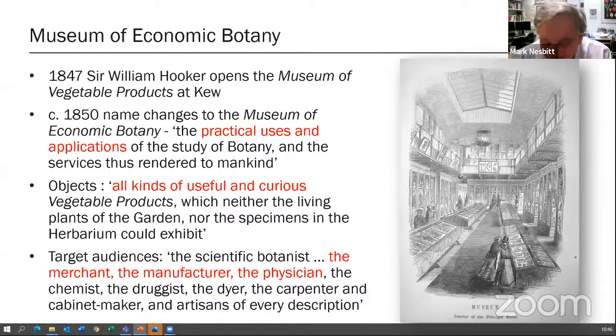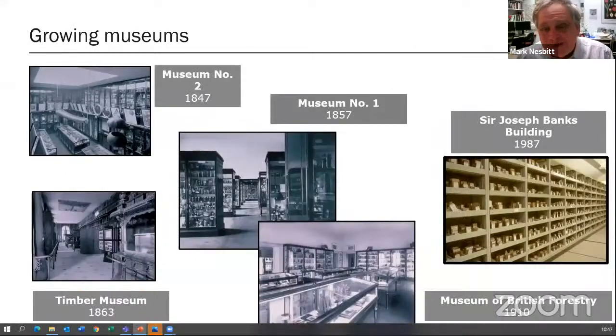But that will come a little bit to what happened to that museum in the future, a little bit later. And the museums really grew at Kew. So starting with Museum No. 2 in 1847, we moved to Museum No. 1, a big museum built 10 years later.